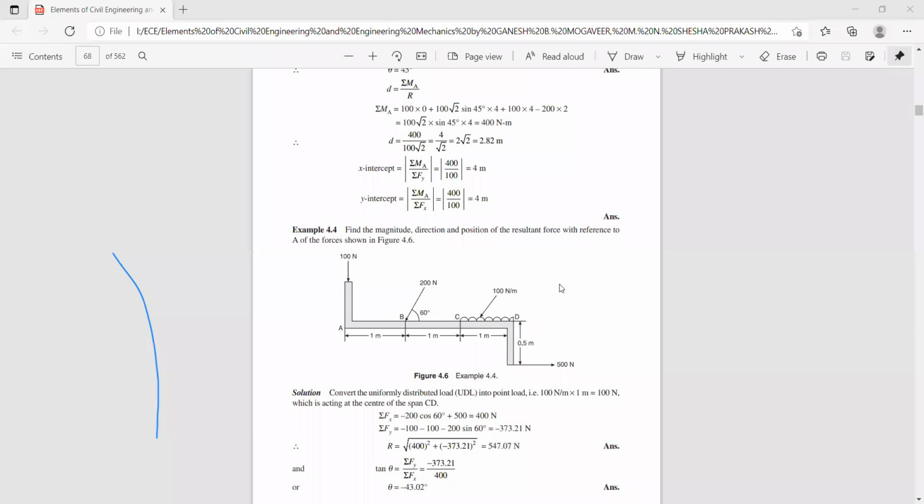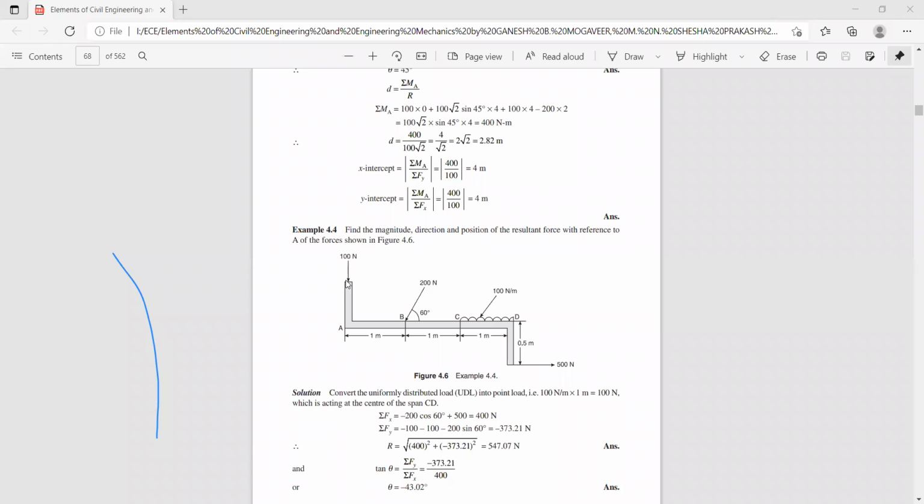The equation we need to use is R into d is equal to sigma MA. That is the sum of moments of all the forces with respect to point A. So R into d is equal to sigma MA. So first let us calculate sigma MA. Now one by one we shall consider.